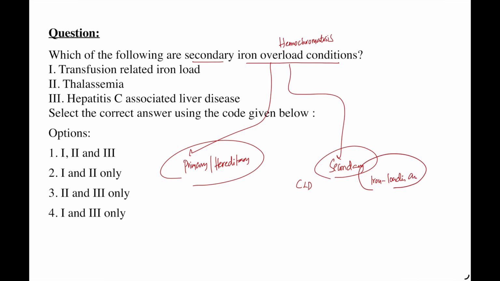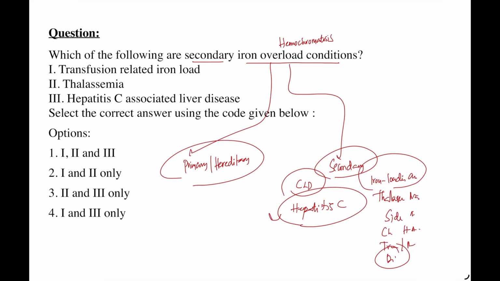So what are iron loading anemias? There are a lot of infusions that happen with thalassemia major or sideroblastic anemia or chronic hemolytic anemias or transfusion or parenteral iron overload, dietary iron overload. These are all iron overload. Whereas chronic liver disease, that is hepatitis C, is associated with, this is confusion. Hepatitis C associated liver disease is associated with hemochromatosis condition.